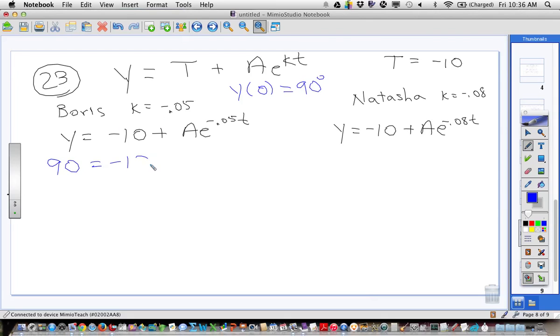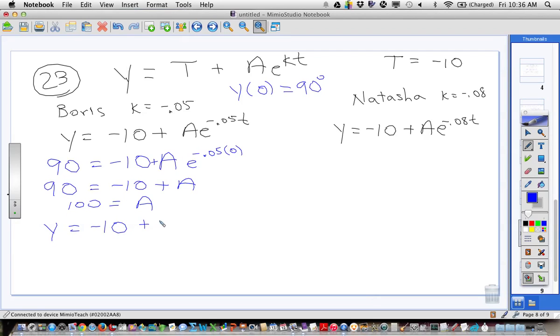for Y, and we're going to put a 0 in for T. And so right here, e to the 0, oh yeah, plus, plus there. And so e to the 0 is going to be 1. So this is going to be 90 equals negative 10 plus A. So A is going to be 100. So the equation becomes Y equals negative 10 plus 100 e to the negative 0.05 T.